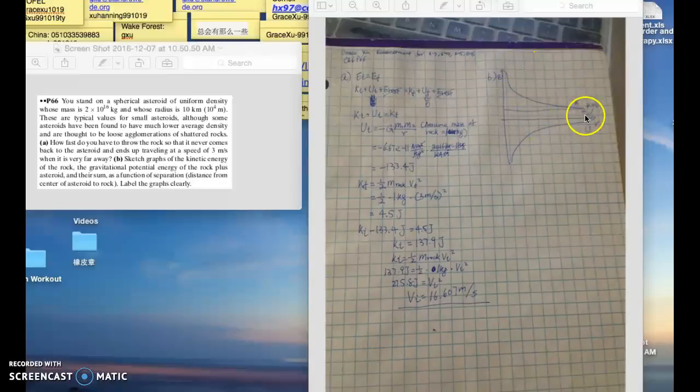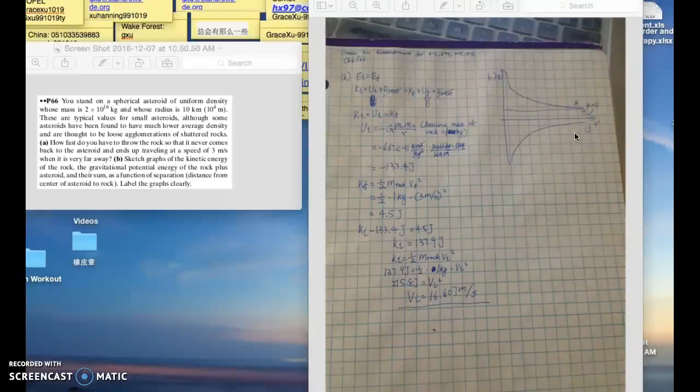We know that K plus U is greater than 0 because there was an end kinetic energy. And I tried to make them really close here. And this is the interaction energy, and this is the kinetic energy, and that's the K plus U.